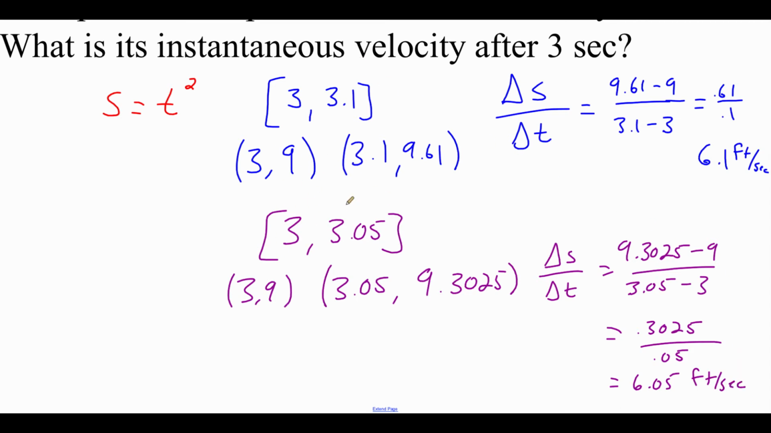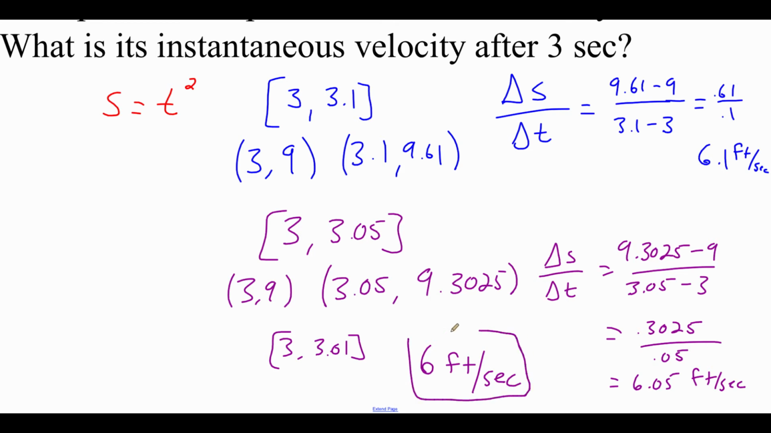And if we continued this process, if we went from 3 to 3.01, so as we keep shrinking that interval, what we're going to notice with these velocities that we're getting is it's going to approach 6 feet per second. So based on these experiments we're running, we can guess that the instantaneous velocity would be about 6 feet per second.